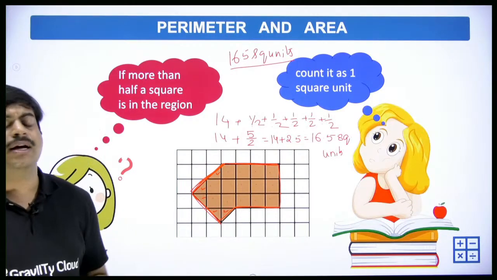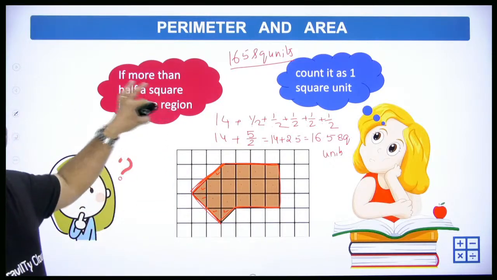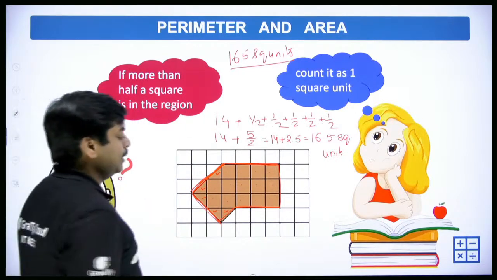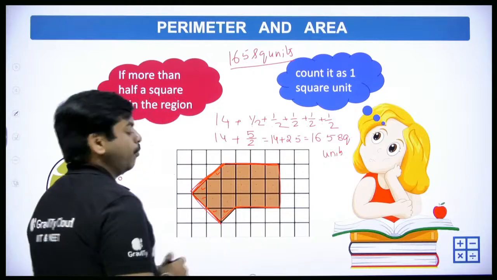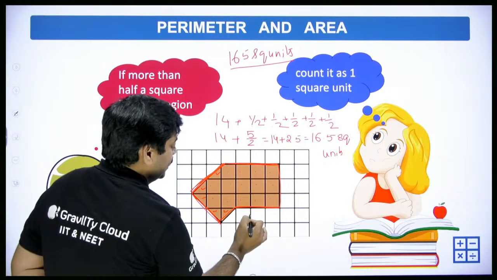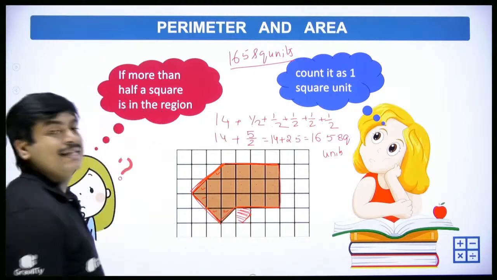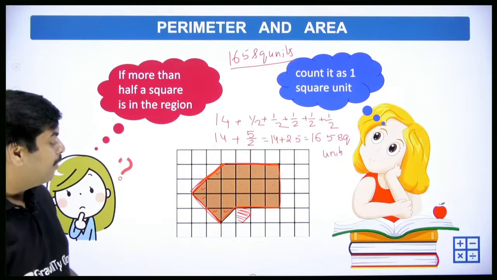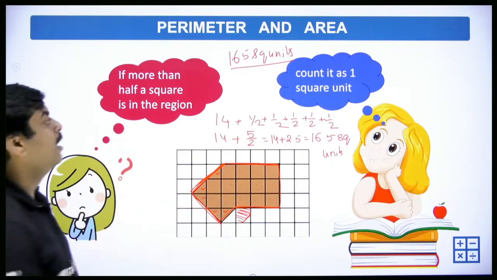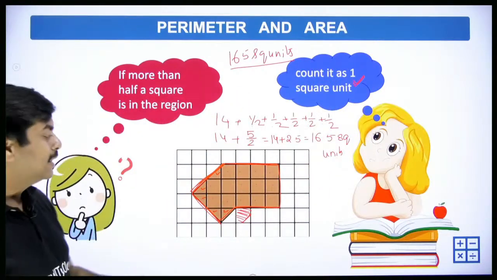But the boxes are not always exactly half. Sometimes we may not have the complete box, and if more than half a square is in the region, right? In the same figure, let's say we have one more box included which is more than half. Let's say this part is included. You can see it is more than half. Half means exactly in the middle, but here it is not exactly in the middle. It is more than half, so we can count it as 1 square unit.